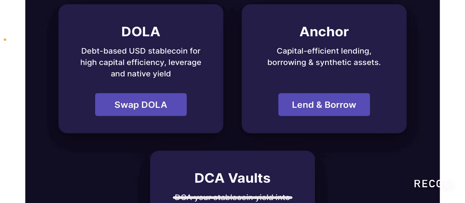And the next product is Anchor, which is capital efficient lending, borrowing, and synthetic assets. So this is their biggest project that they've spoken about at the top, where you can use their signals in order to track price efficiency in order to encourage you to earn more passive income, right? You can click on the lend and borrow button in order to access this product.